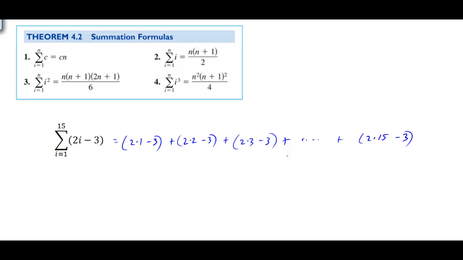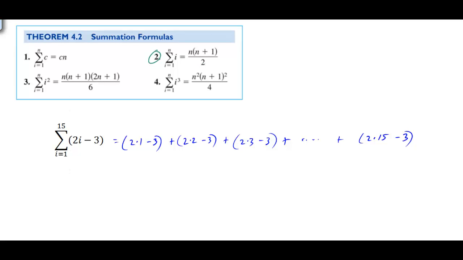So clearly this would be very time consuming to calculate by hand, so we can use these formulas above. And to do that, we know that we have the sum of 2i. Well, we have the i that is represented by this formula here in number 2. The sum of i is n times n plus 1 over 2.